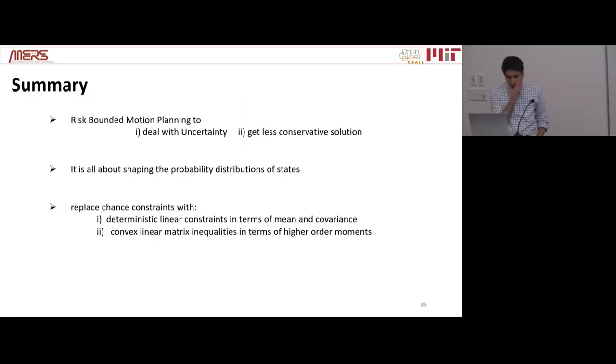Okay. So in summary, we saw that we need risk-bounded planning techniques to first deal with uncertainty and next to get less conservative solutions. And we showed that this problem is all about shaping the probability distributions of the states so that the overlap of the distribution with the obstacles becomes less than the risk bound. To handle this, the main idea was that first we replace the probabilistic constraints with deterministic linear constraints in terms of the mean and the covariance. And in the more general case, we first represented the distribution with higher order statistics and then replaced the chance constraint in terms of some linear matrix inequalities.